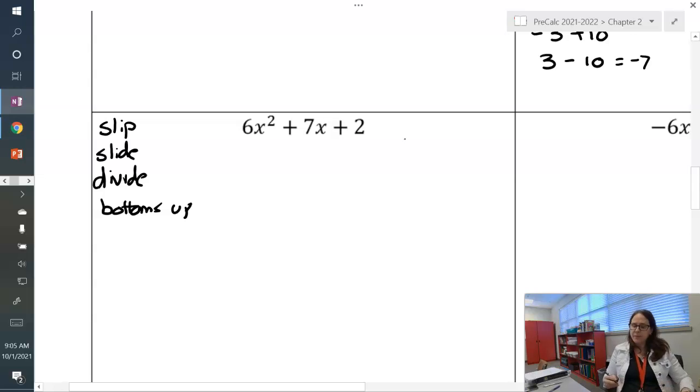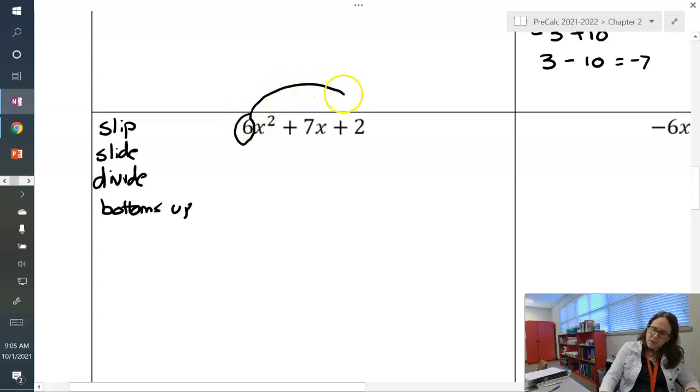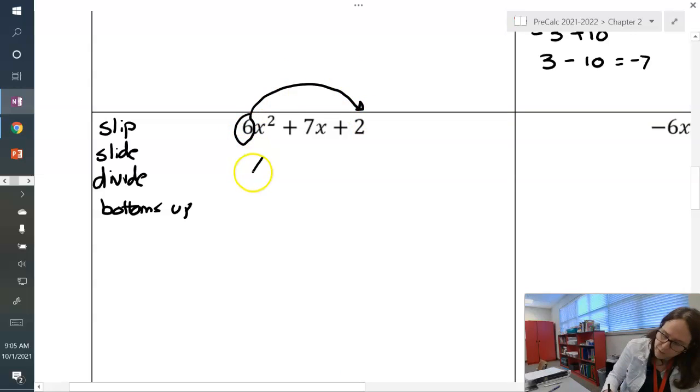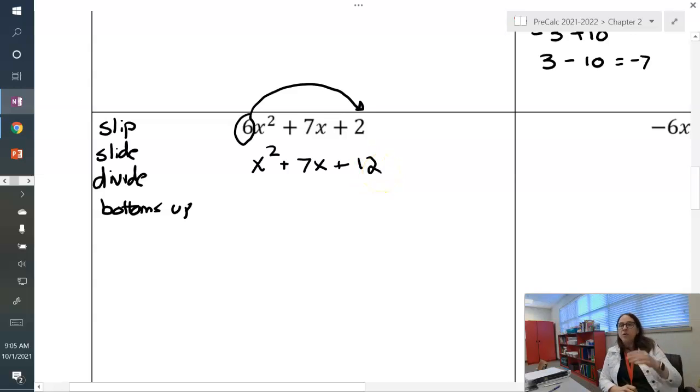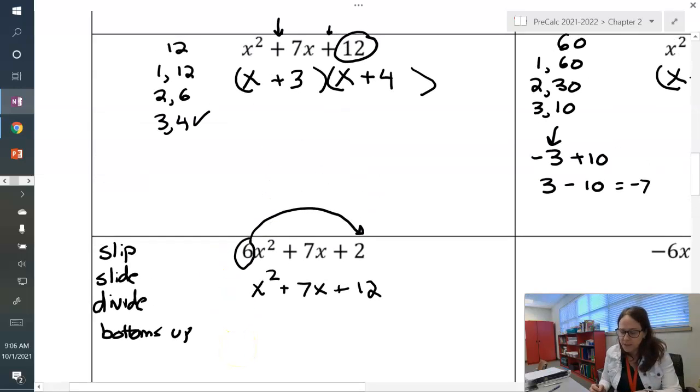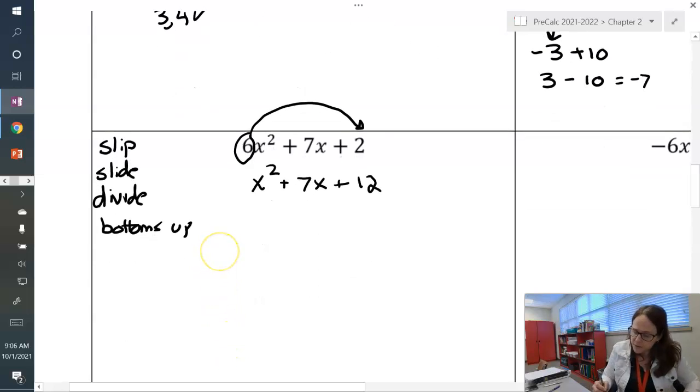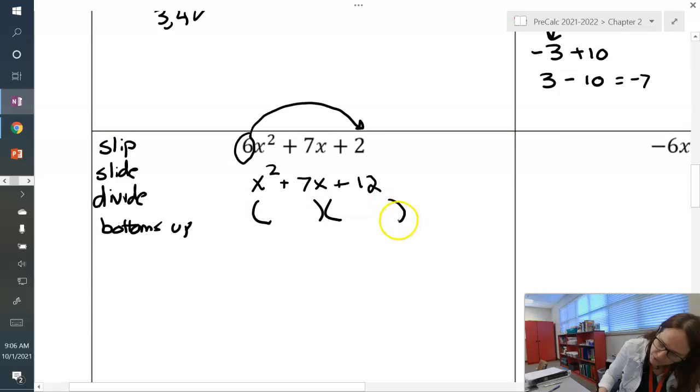Okay. Here's the slip. First thing is the slip. Take that 6, multiply it by the 12. And I'm slipping it over there, so it's not going to be in front of x squared anymore. So x squared plus 7x plus 12. Now note, this new trinomial is not equivalent to what we started with. So we're going to have to undo what we did at the end. And we're going to do that when we hit divide and bottoms up. Okay? But since I've moved that 6 over, I now have a simple trinomial that I can factor. In fact, it's the same one we did above, x plus 3 and x plus 4. So factor this just like you would normally.